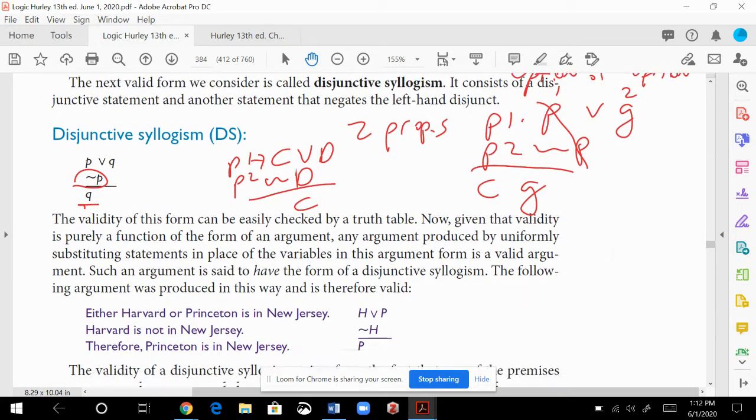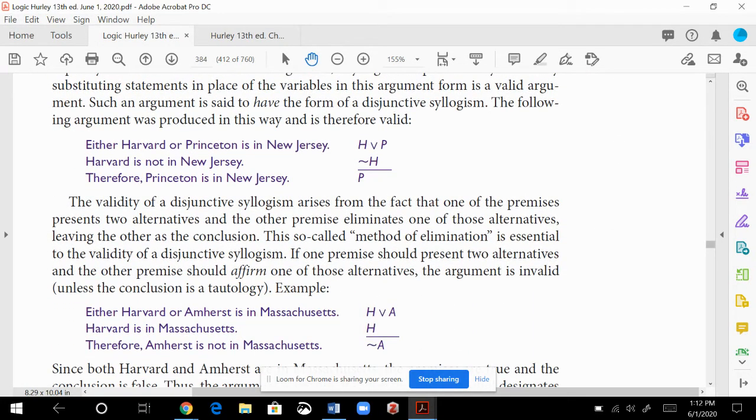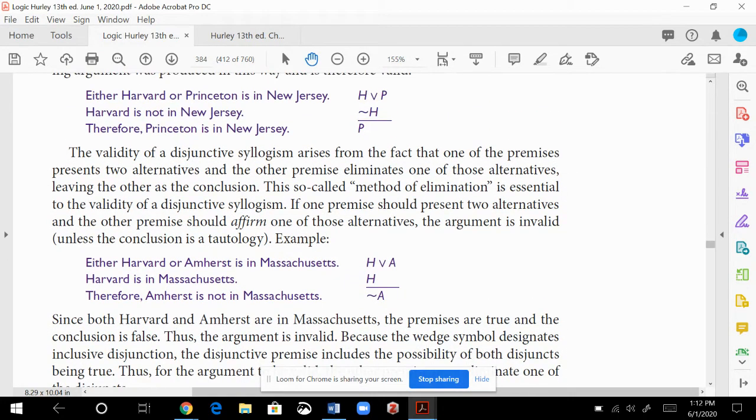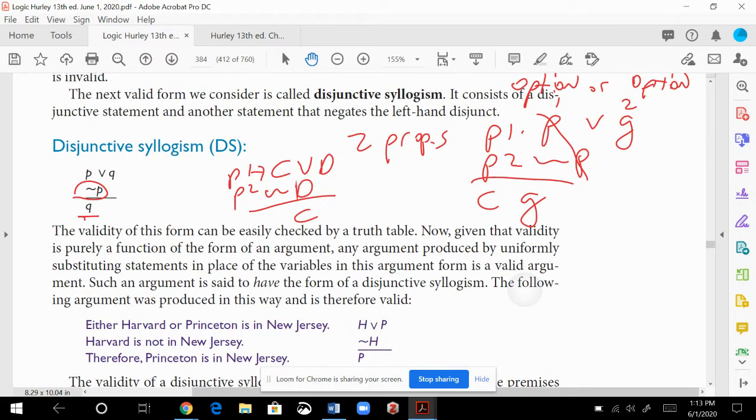And then he gives you an example. Either Harvard or Princeton. Not Harvard. So therefore Princeton. And he's talking about New Jersey. All right. So, this is a good one right here. See this example here? Let's just say this is premise one, premise two. You don't have to know anything about this stuff over here. You could just look at the form. Is he denying something in the second premise? No. Therefore, it is invalid. Right away, we know that it's not a disjunctive syllogism.